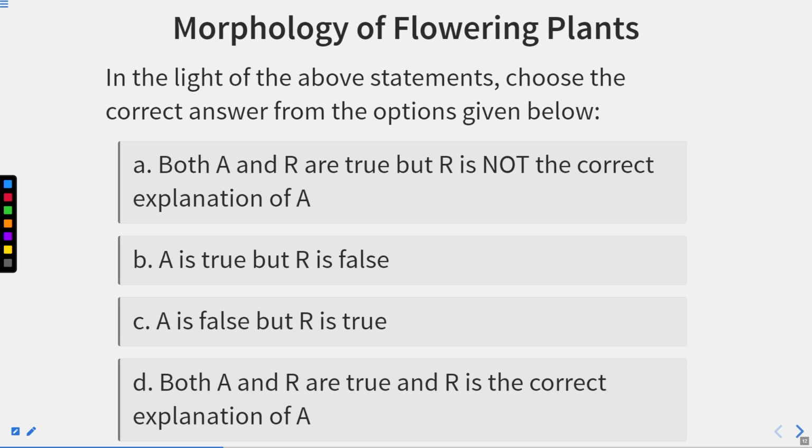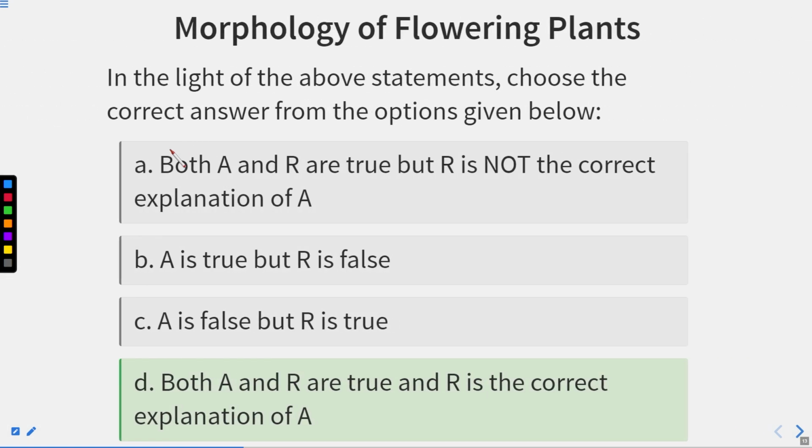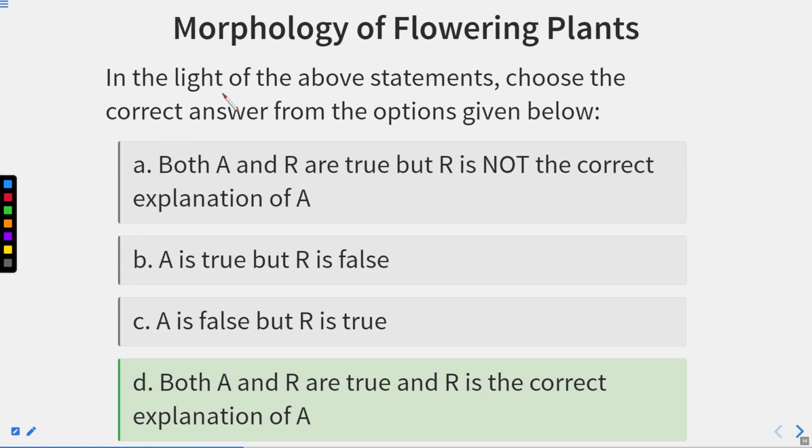So in the light of the above statements, choose the correct answer from the options given below. Both A and R are true, but R is not the correct explanation of A. This is not the correct answer. A is true, but R is false. A is also true, so this is also not correct. A is false, but R is true. This is also not correct because A is true. Now option D, both A and R are true and R is the correct explanation of A. So this should be the correct answer. Option D is the correct answer here.